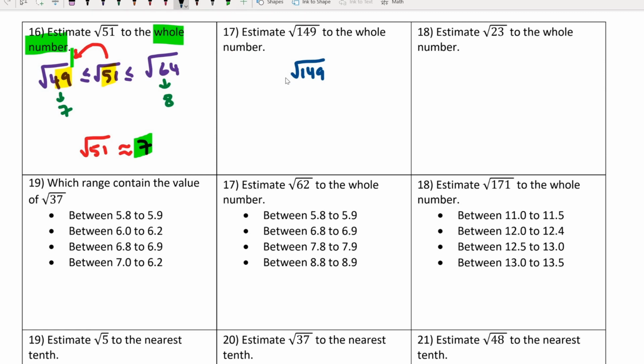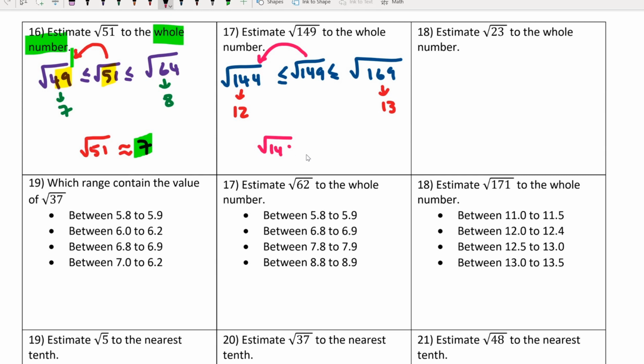Alright, the square root of 149 is between two perfect square numbers. 10 is 100, 11 is 121, 12 is 144, and 13 is 169. So 149 is closer to 144. The square root of 144 is 12. The square root of 169 is 13. So the square root of 149 is approximately 12. One more time, as a whole number, the answer is 12.